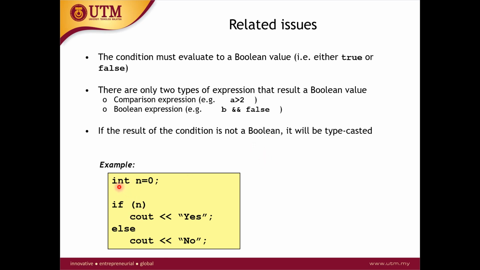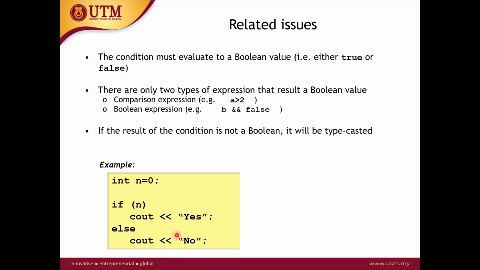This is not boolean. Int n equals 0. If n is true or false, n is false. Why? Because it is already 0, so this is going to be skipped. It goes to the false part. So n is false, it comes to this part, and what is going to be printed? No is going to be printed.